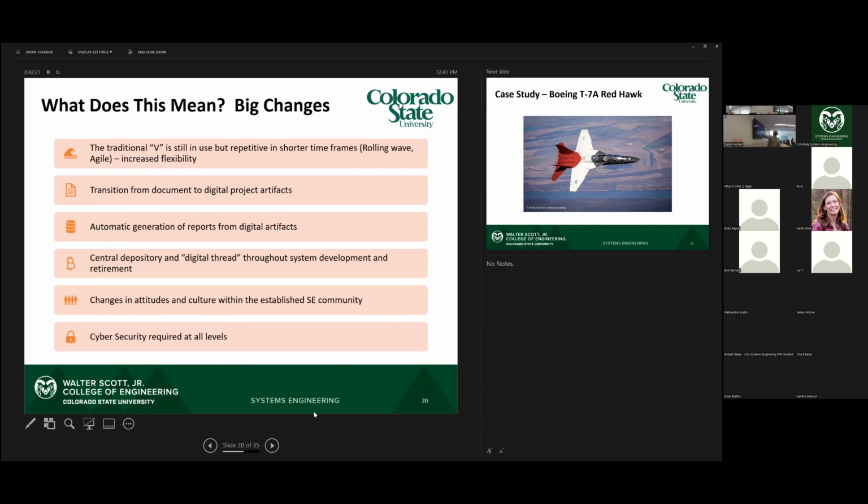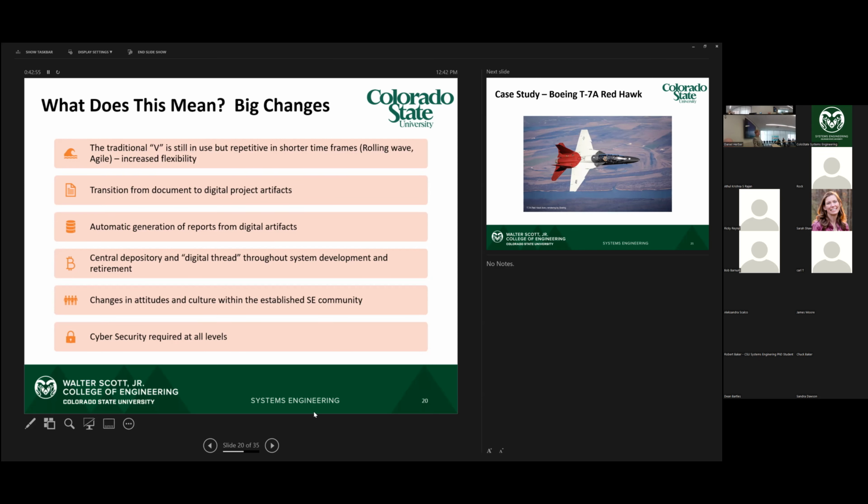What does this mean? Big changes. Traditional systems engineering is going to be used on an iterative basis, with a transition from documentation to digital, and automatic generation of reports. That means all the systems engineering documents that we used to create will now be done automatically. A central depository and that digital thread. It's going to bring some changes in attitude and culture within the systems engineering community. I think that's already happening.